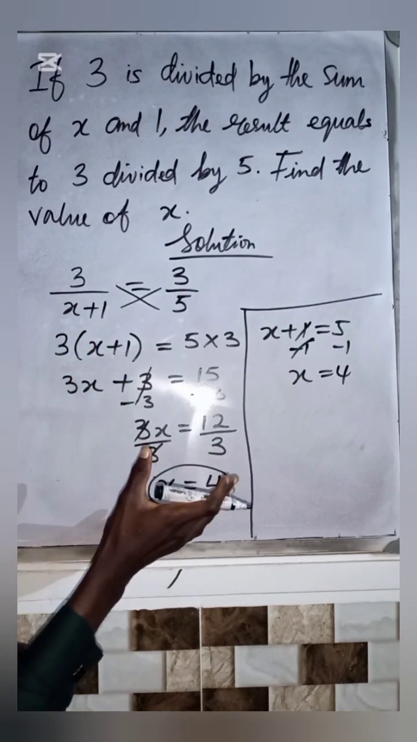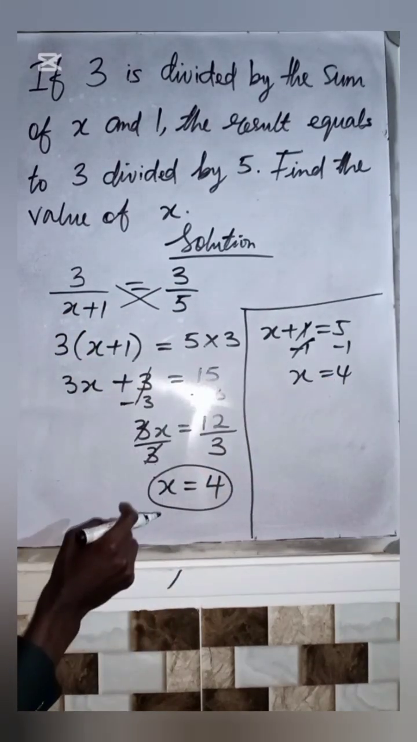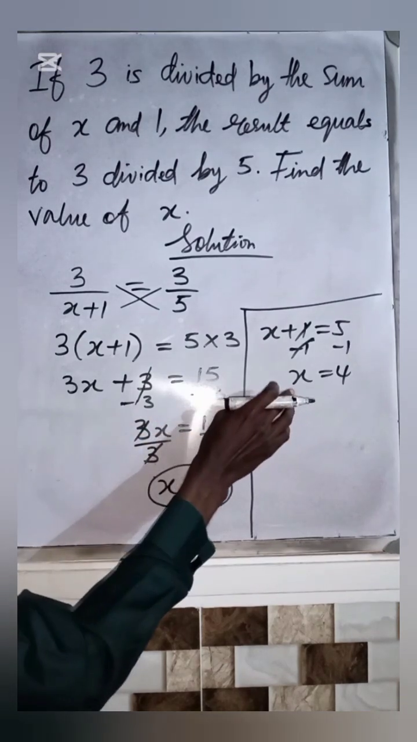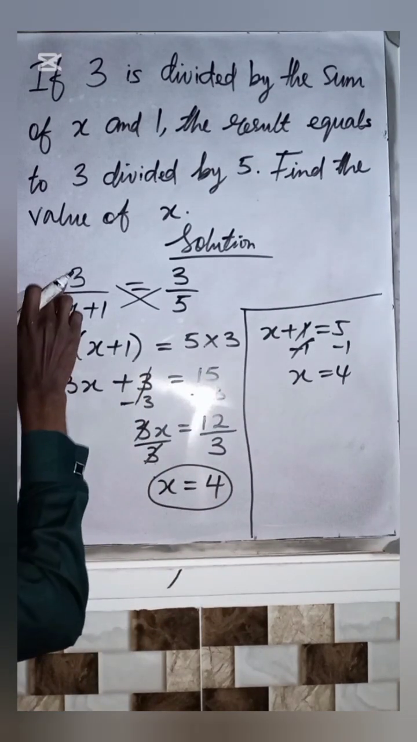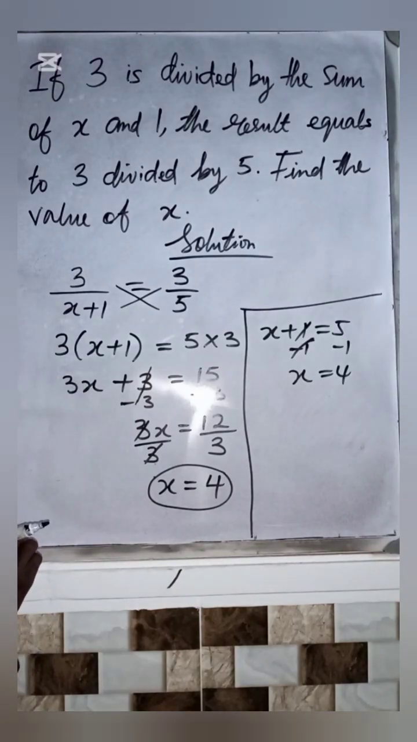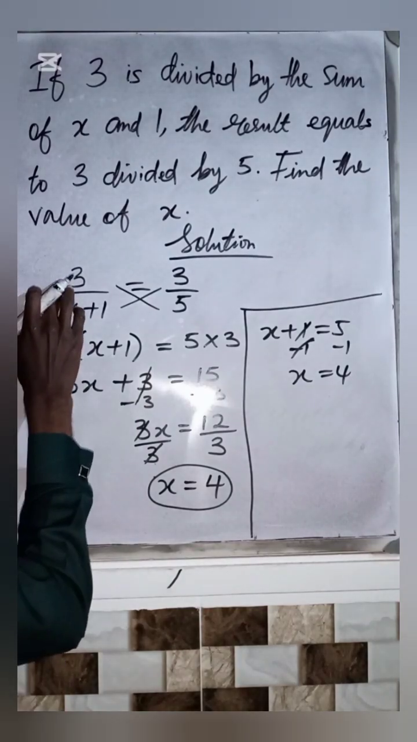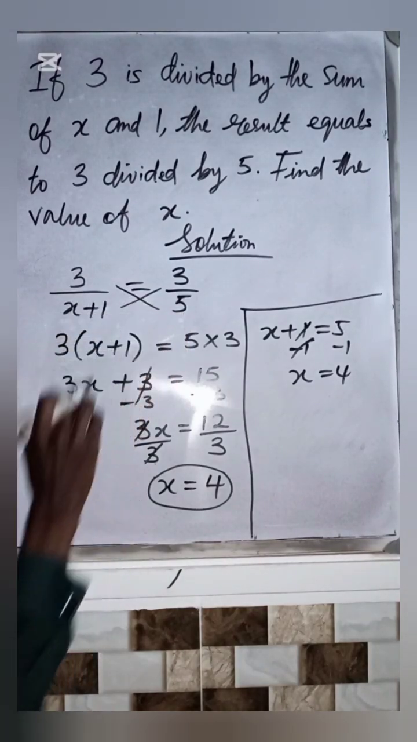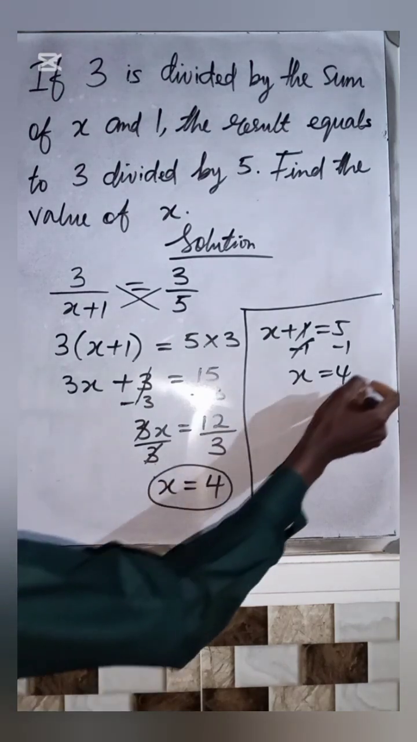If it's an objective question, you can quickly do it this way. But before you apply this method, you must ensure that the numerators are of the same value. And if the unknown is in the numerator, the denominators must have the same value for this method to work perfectly.